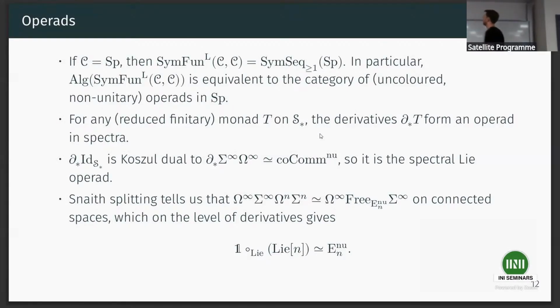So one thing you can observe is that Snaith splitting tells you that on connected spaces, there's an equivalence of this kind. So now you can say, let's hit this with derivatives and see what we get on the level of symmetric sequences. And it turns out it gives you a formula of this kind. If you take the relative composition product over the Lie operad of the unit with a shift of the Lie operad, then you get the non-unital E_n operad.